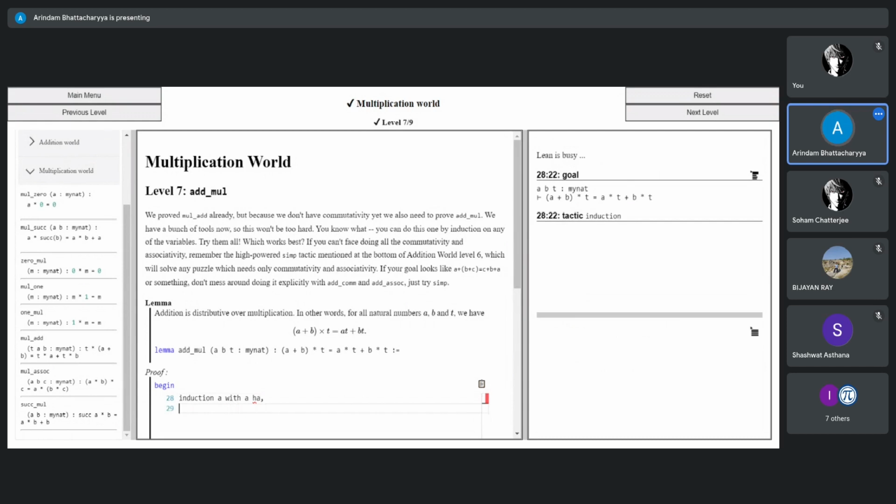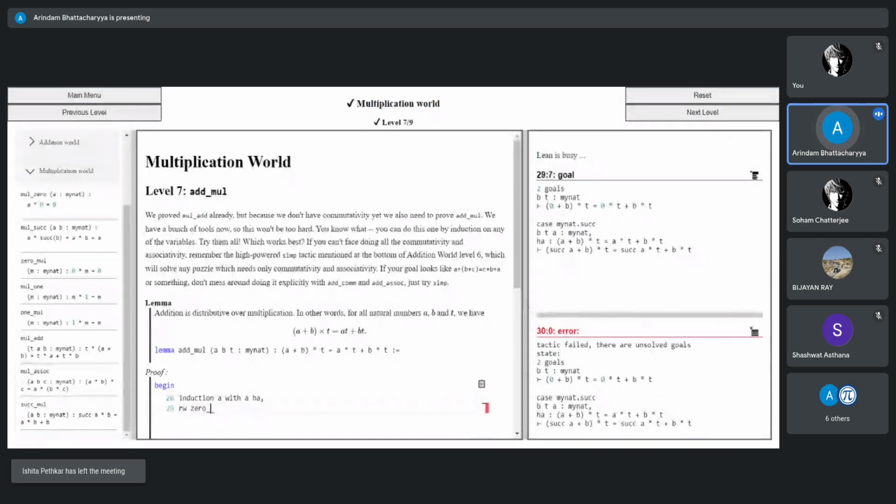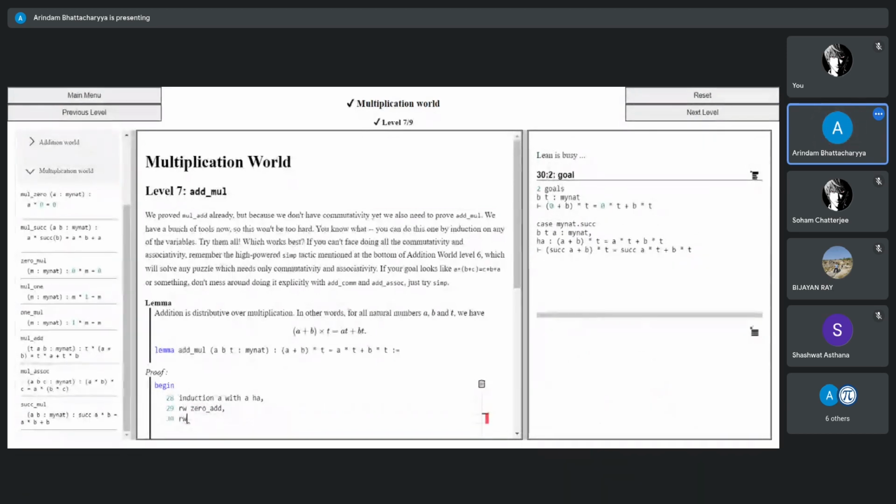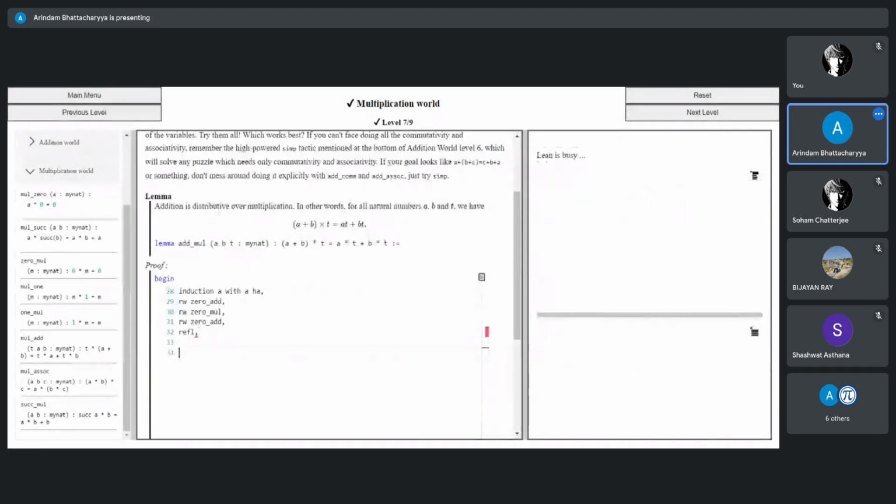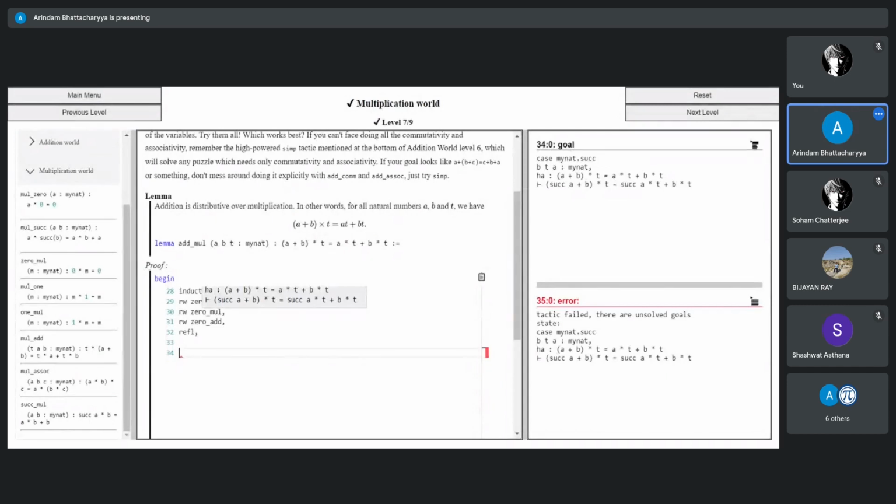Zero plus B star. RW zero add. And RW zero null. Should refl work? I think refl. No, refl does not work. Yeah. Right. Give me the next proof. The proof next. Oh, just one line. The first line.